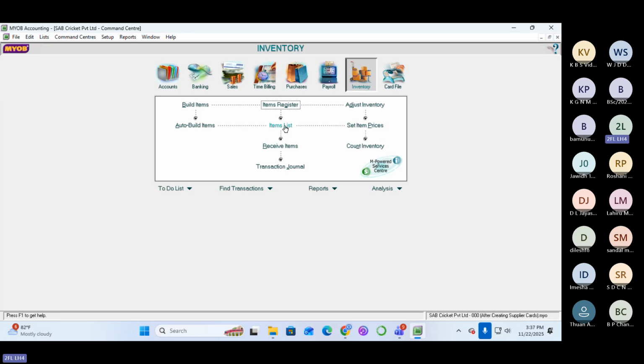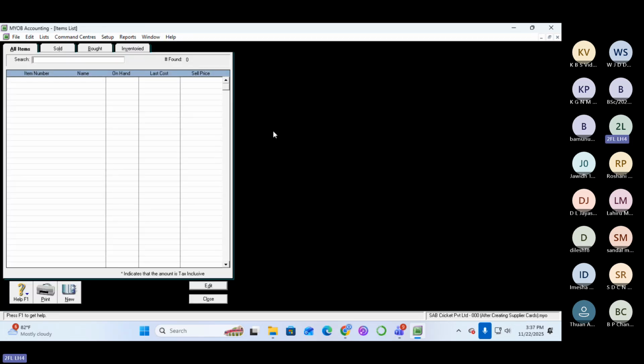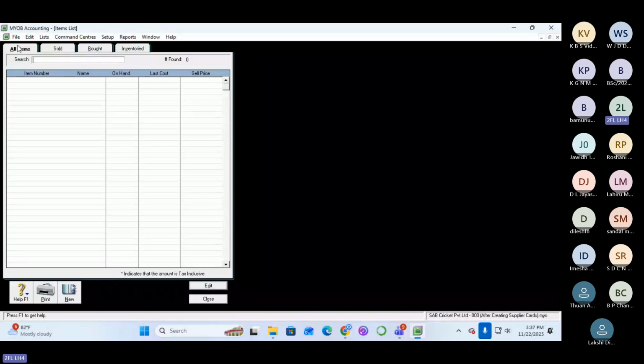So you can click on that items list. When you go to that items list, there are 4 tabs. Out of the four tabs, one tab is all items. The other tab is sold items. Then the other tab is bought items. And the other tab is inventory items.